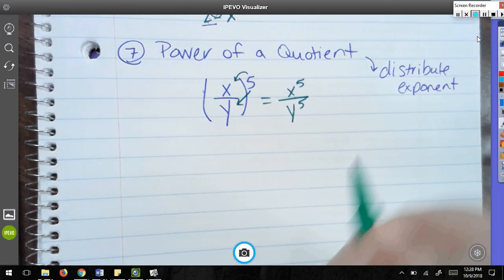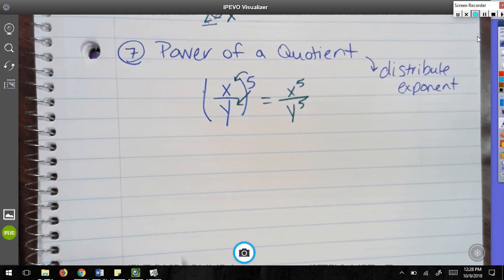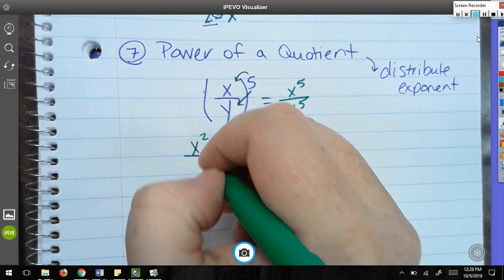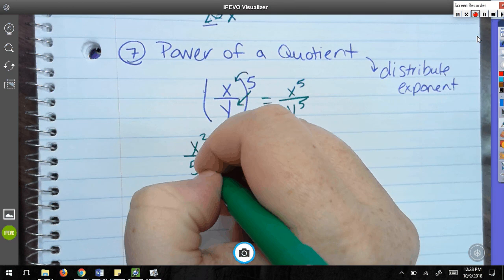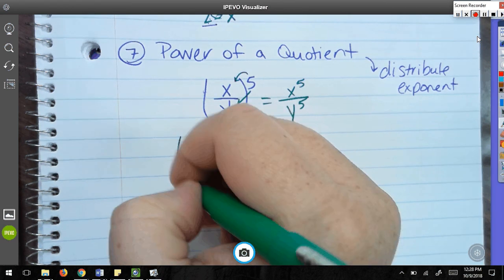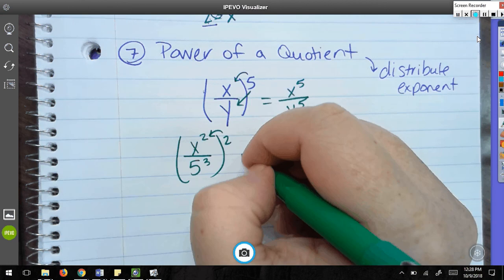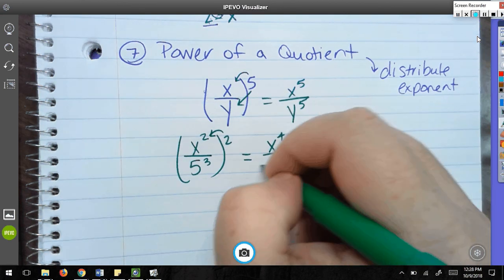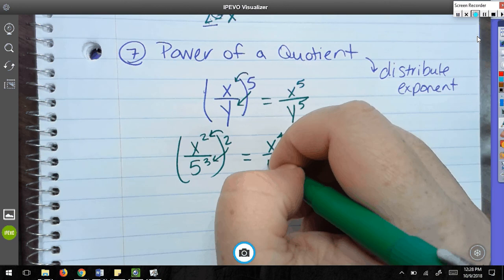Okay, if there's already an exponent there, of course, I would multiply them. For example, x to the 2nd over 5 to the 3rd, all raised to the 2nd. When it distributes, I would multiply, because then I also have a power of a power situation going on.